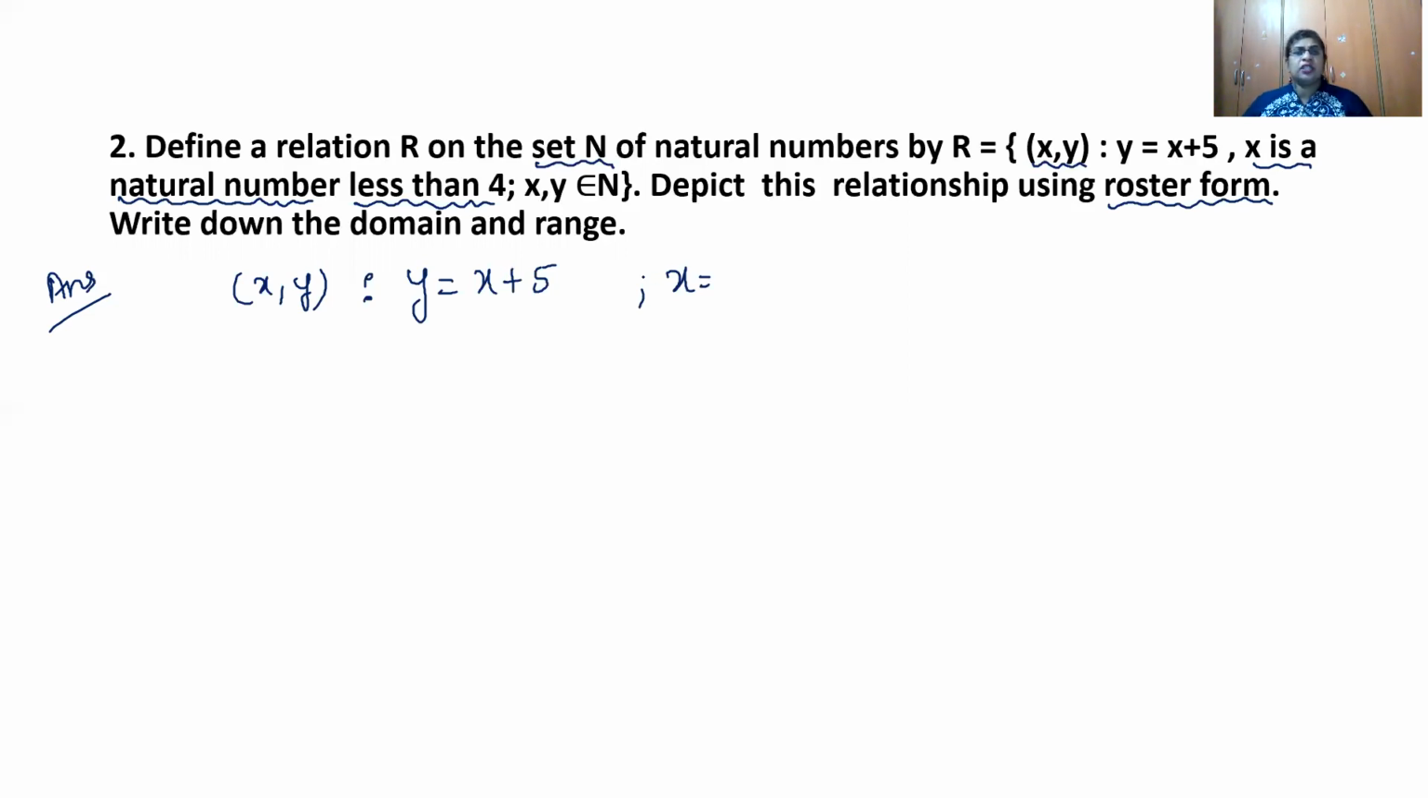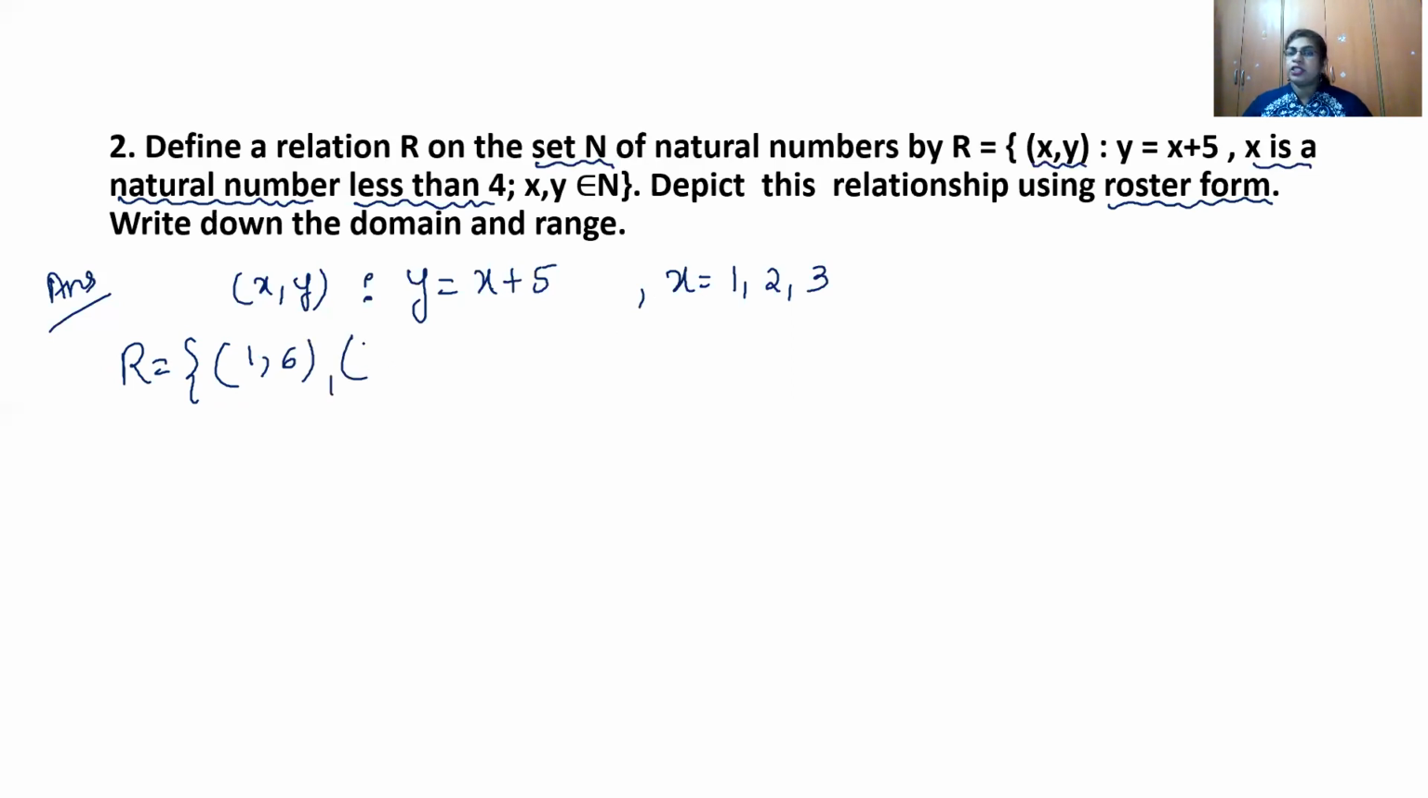What is the condition on the natural number? x should be less than 4, not equal to 4, but less than 4. So which numbers can x take here? 1, 2, and 3 only. So substitute. Therefore, R is equal to, the first ordered pair: take x as 1. So 1 plus 5, you're getting y as 6. So 1 comma 6 is your first ordered pair.